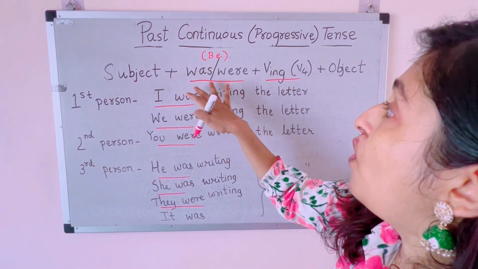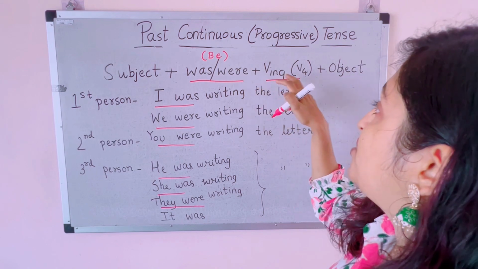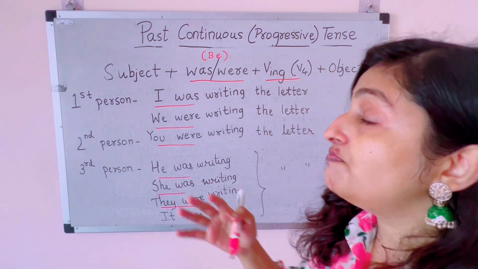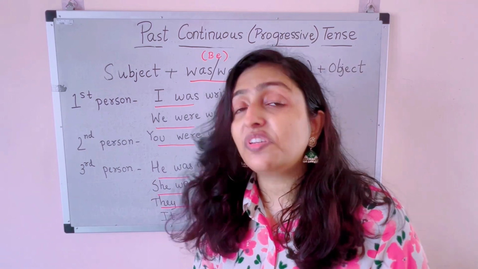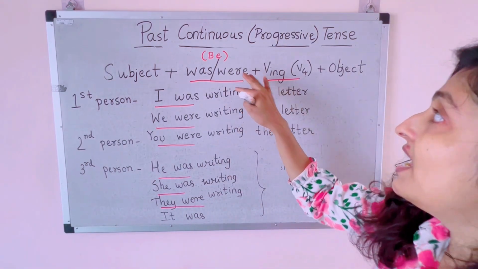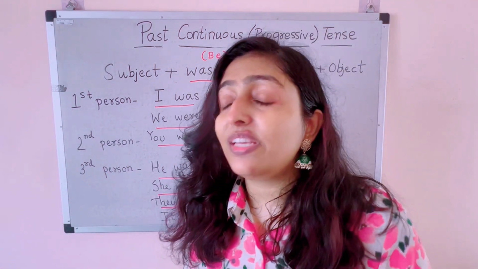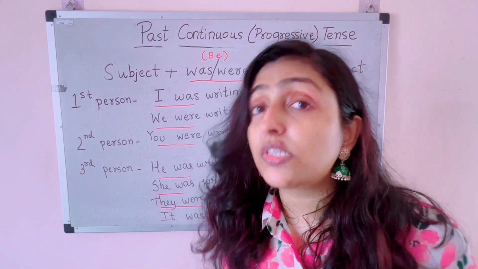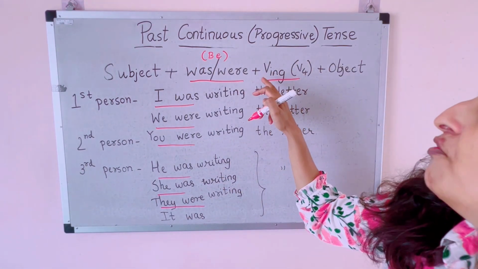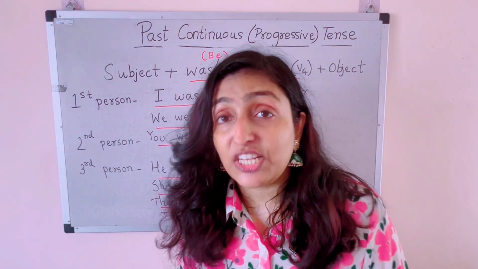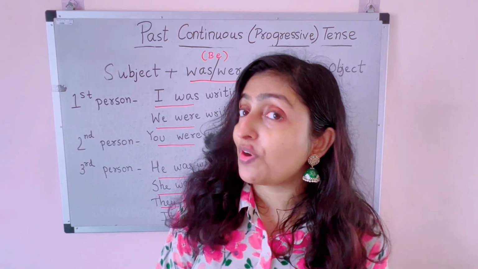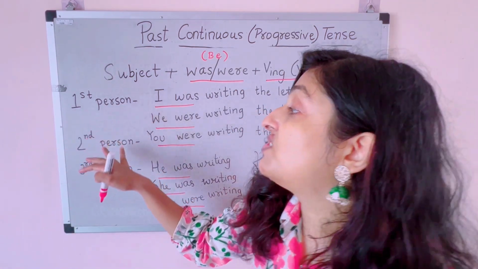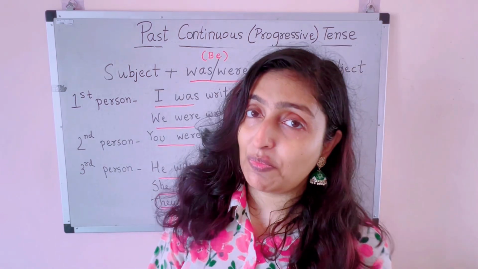Subject plus was or were plus V4 plus object. Was or were, they are the past tense of be. What is V4? It is the present participle of the verb, verb plus ing. So there are three narrative voices or pronouns: first person, second person and third person.